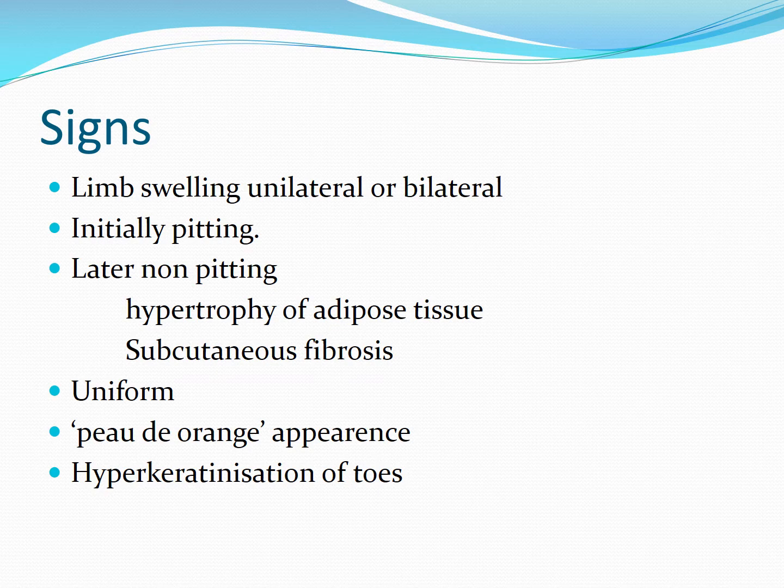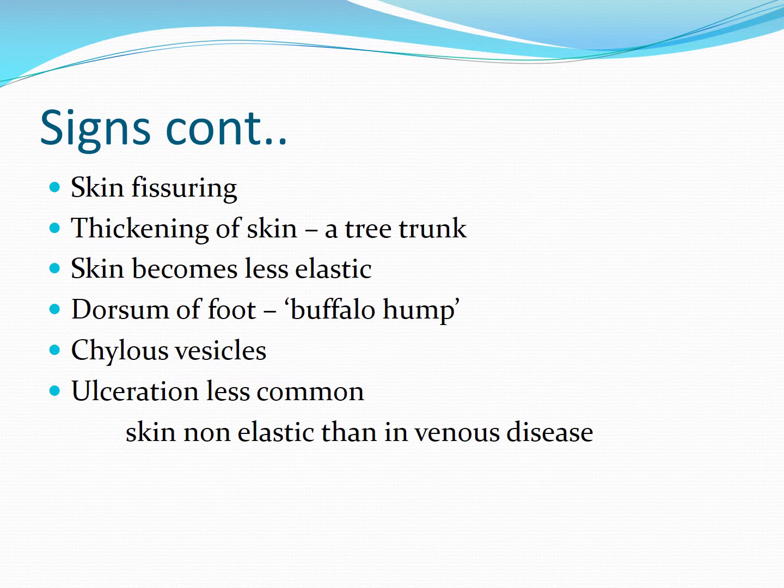And when you have lymphedema for a longer period, your skin becomes hyperkeratinized. When hyperkeratinized skin is there for a longer period, it becomes very dry. As a result, there are fissures appearing in your skin. Skin becomes thickened as a result of hyperkeratosis, and it resembles that of a tree trunk. At the same time, it becomes less elastic. And in the dorsum of the foot, you get a buffalo hump classically. And occasionally you get chylous vesicles. These are fluid-filled vesicles which rupture spontaneously and start leaking lymph. When you compare it with venous disease, ulceration is less common.